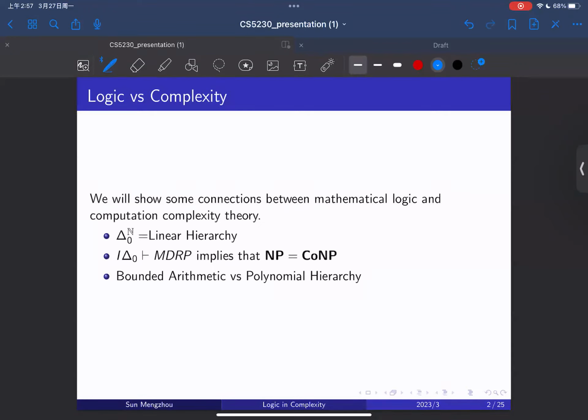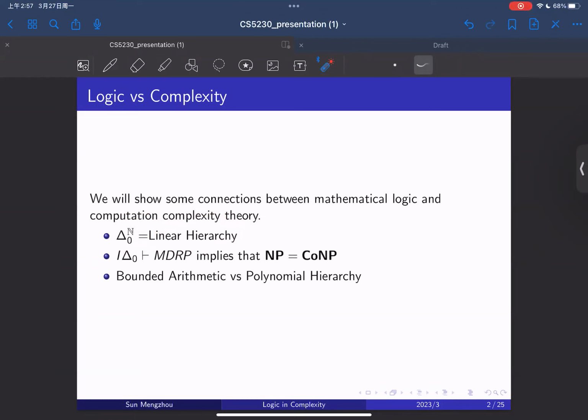The first one would be: delta zero sets are essentially the same as the linear hierarchy. So delta zero set is a class of definable subsets of natural numbers, which we will specify below.